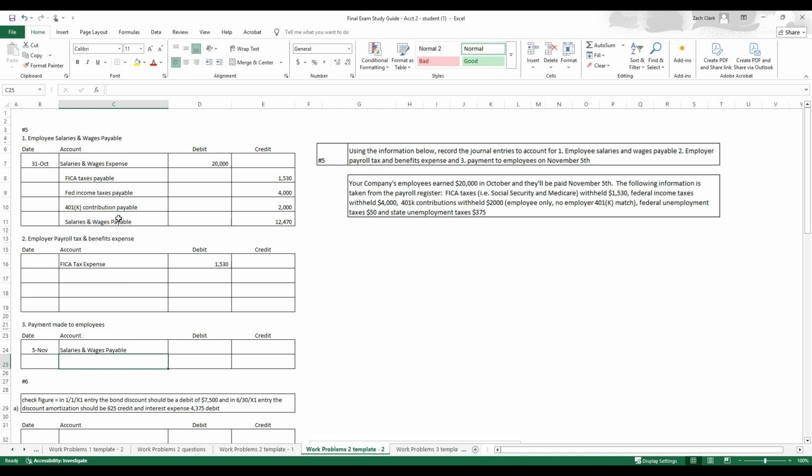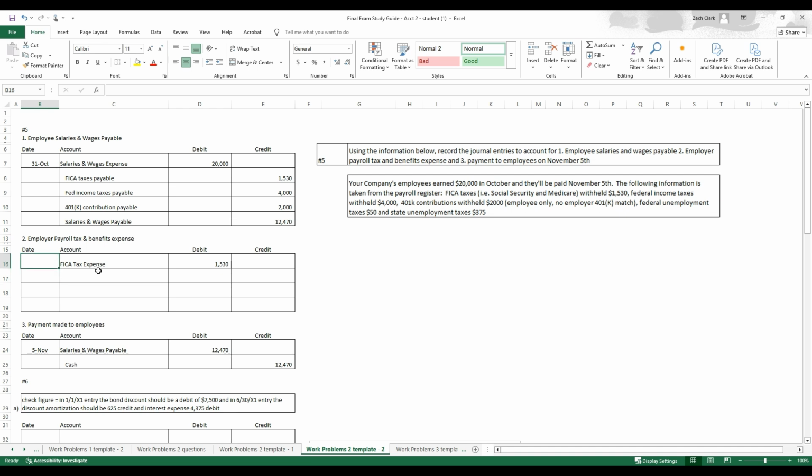I'm going to jump down just to show you, here's the result. This was in October, and then when we actually make that payment on the 5th of November, we're going to reduce the liability, and we're going to reduce cash as we paid it out. But you'll see the expense went into October. The cash transaction happened in November. So that is all good.